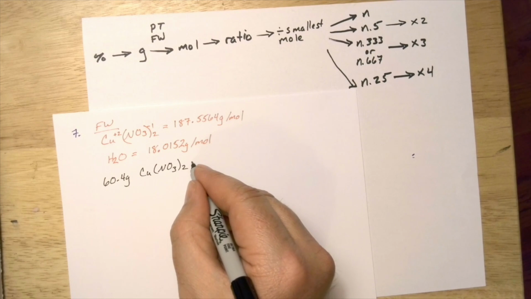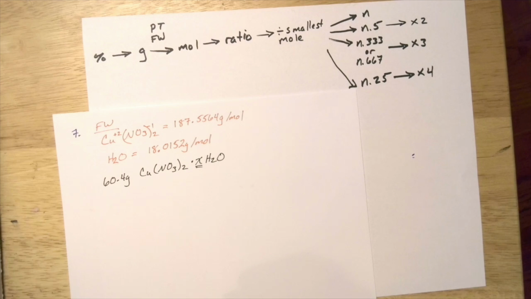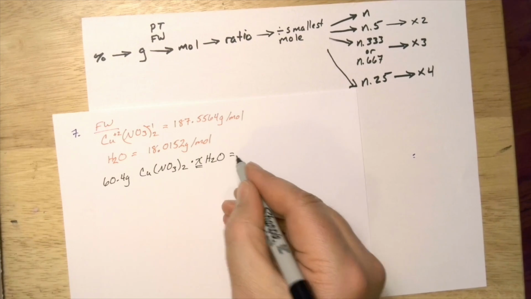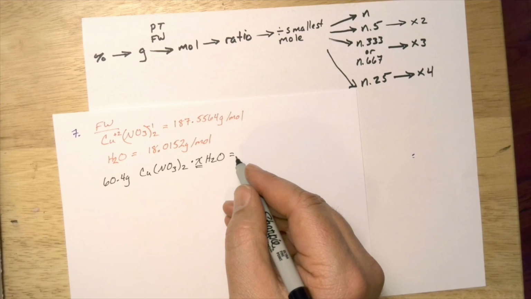And we'll put dot x H2O. We don't know what this is right here. And the mass of the whole thing was 60.4 grams.